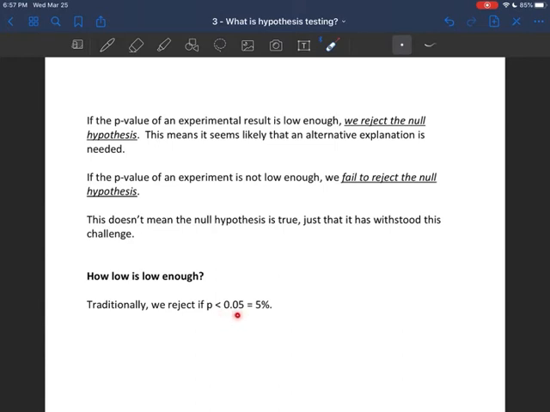Traditionally, the standard is set at 0.05. So p equals 0.05 is the boundary. That's 5%. So if the experimental result you see is less than 5% likely to occur under the null hypothesis, then you reject the null hypothesis in that case. And that's what we call being statistically significant. A statistically significant result.